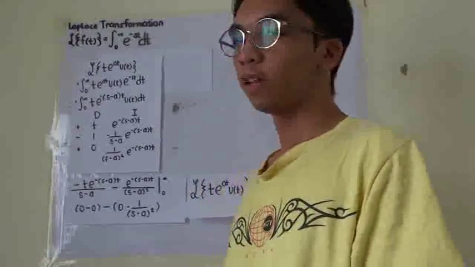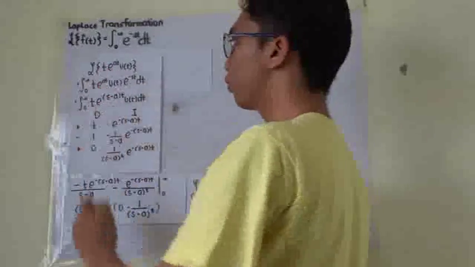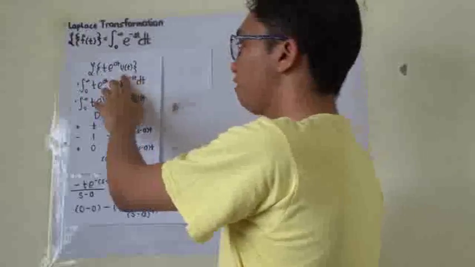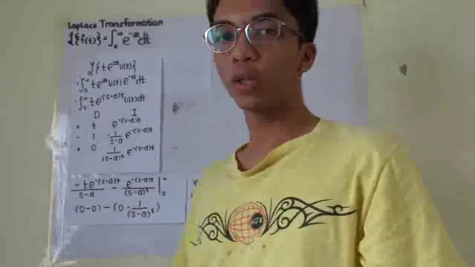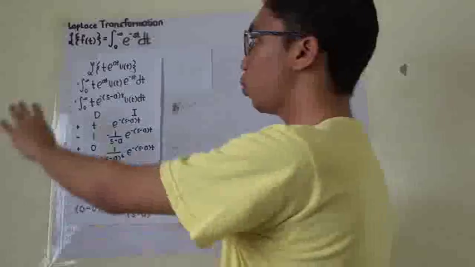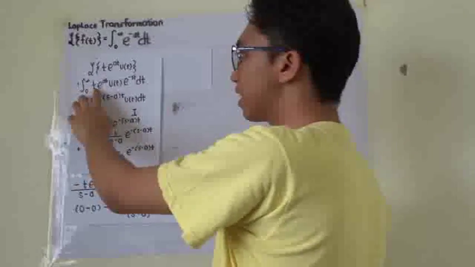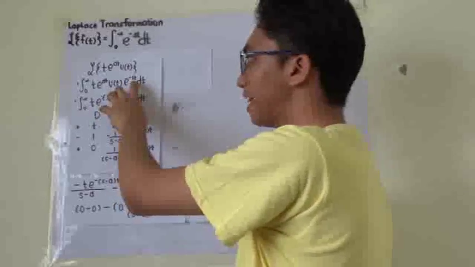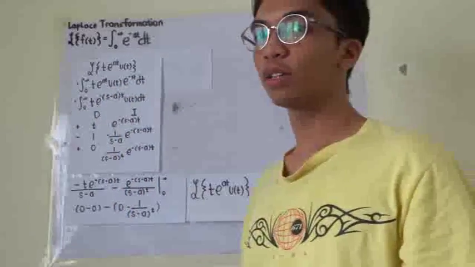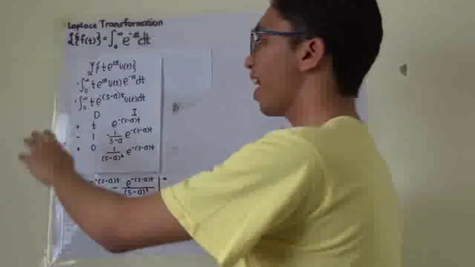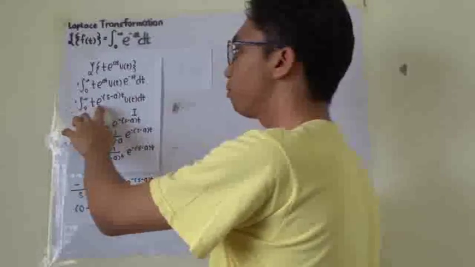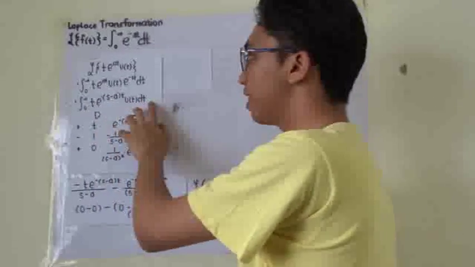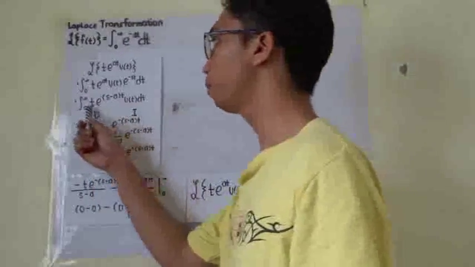And for another Laplace transformation, we have the Laplace transformation of t times e raised to at u of t. So, evaluating our Laplace transformation, we have the improper integral of t times e raised to at u of t times e raised to negative st dt, and combining or simplifying our expressions, we have the improper integral of t times e raised to negative quantity s minus a t u of t dt. So we have two different parts.